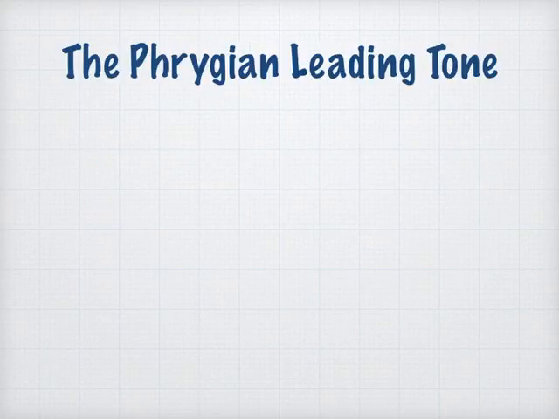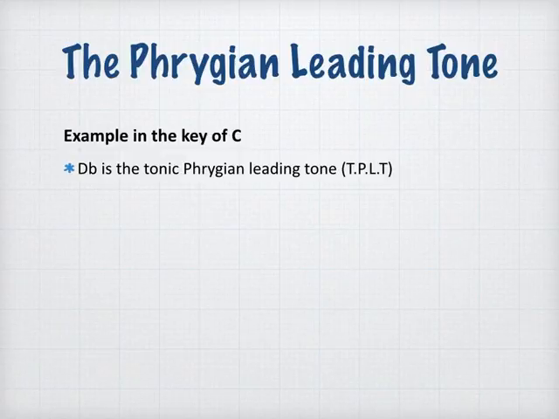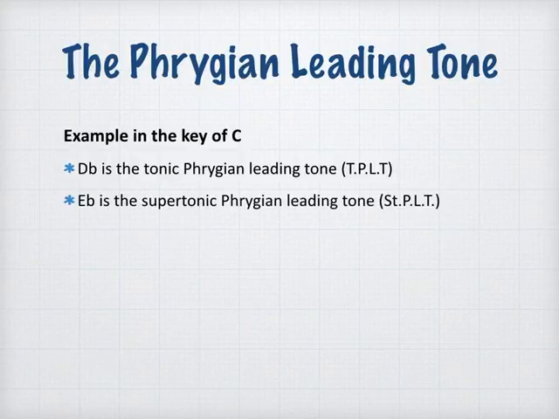There are also leading tones that resolve down a half step. These are called Phrygian leading tones. Examples in the key of C. C is tonic, so D flat goes down a half step to C. D flat is the tonic Phrygian leading tone. The supertonic is D, so E flat is the supertonic Phrygian leading tone.